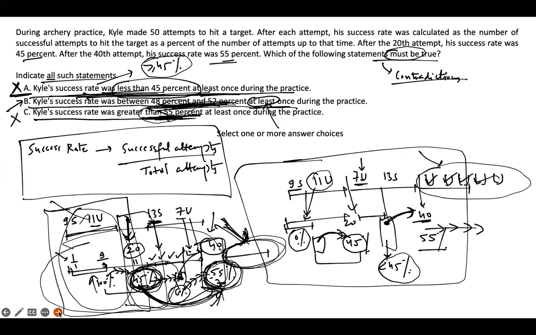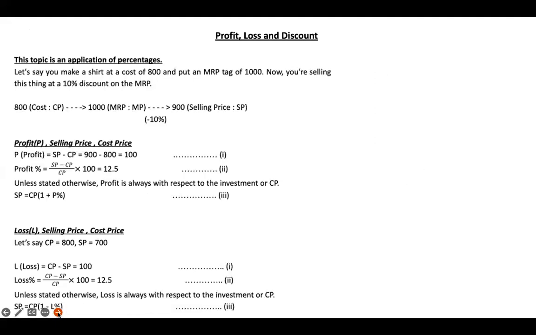So this was a good question, I would say. Let's look at profit and loss. Again, an application of percentages. For example, you have made a shirt that cost you, the manufacturing charges cost you 800 rupees. You're putting a tag on that shirt that I'm going to sell this shirt for 1,000 rupees. So this tag is nothing but the marked price or the maximum retail price.